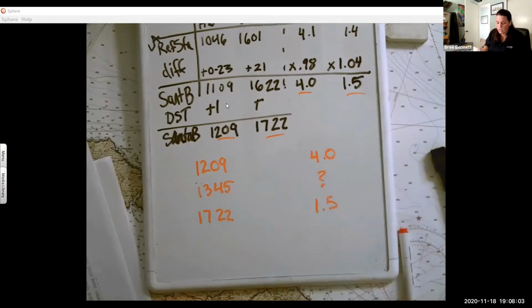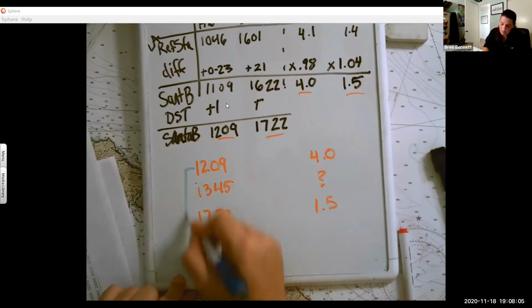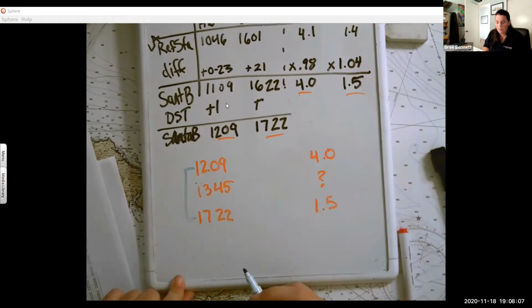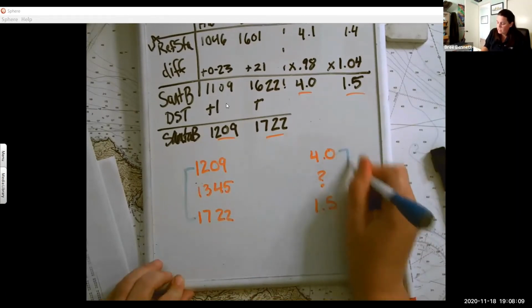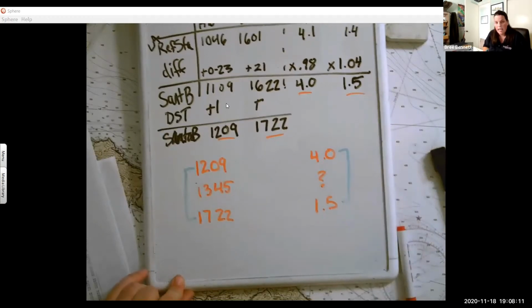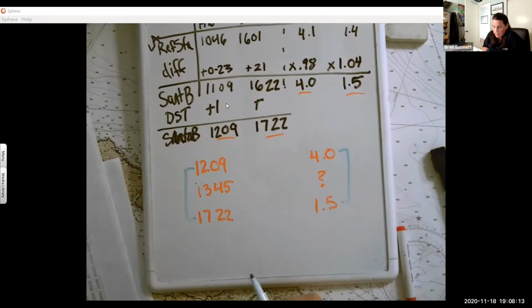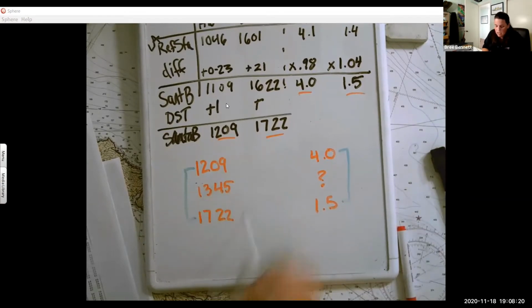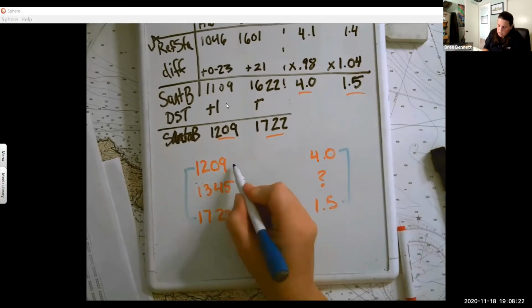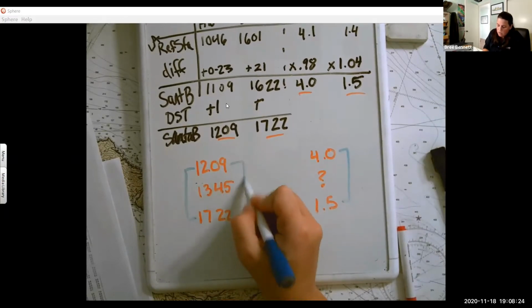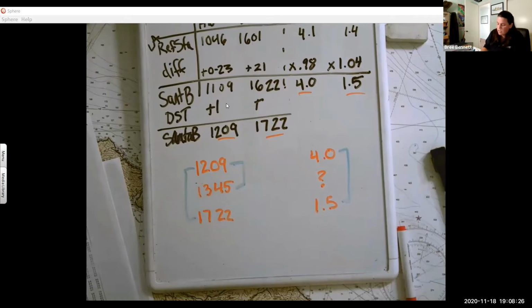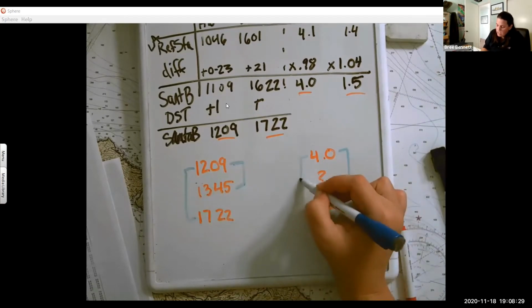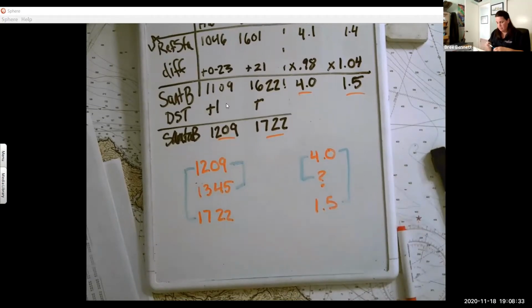Okay, back to here. So we need a duration. That's going to be the big one on this side. Range is going to be the big one on this side. And then we need time to the nearest. So is my 1345 nearest to 1209 or 1722? This one's pretty easy, 1209. So that means I'll be applying my correction to that high tide.